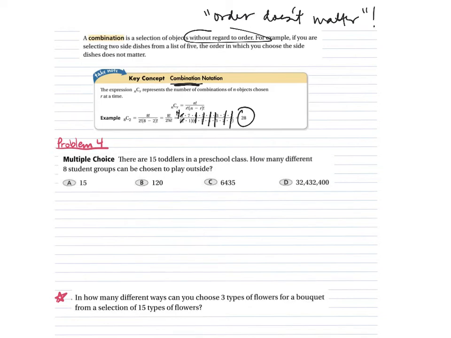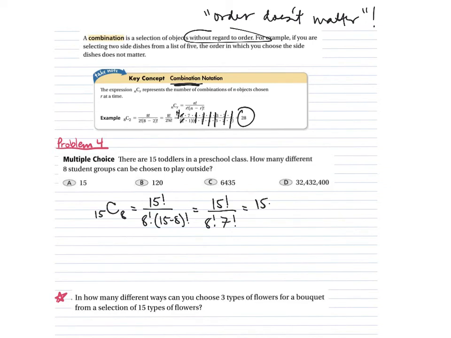Okay, so problem 4 says there are 15 toddlers in a preschool class. How many different 8 student groups can be chosen to play outside? So this is 15C8. And so this is going to be 15 factorial divided by 8 factorial, and then the difference between the two, 15 minus 8 factorial. So this is 15 factorial over 8 factorial over 7 factorial.